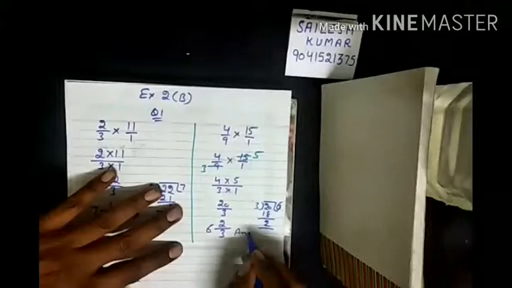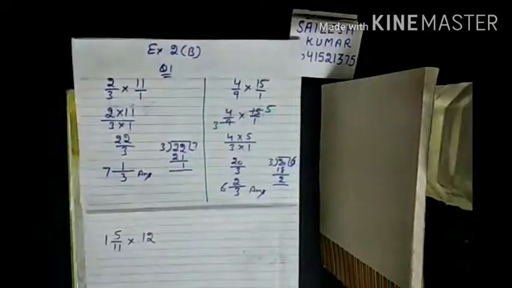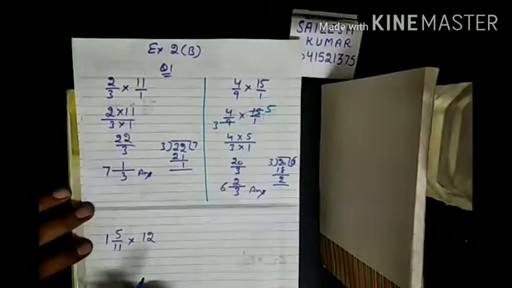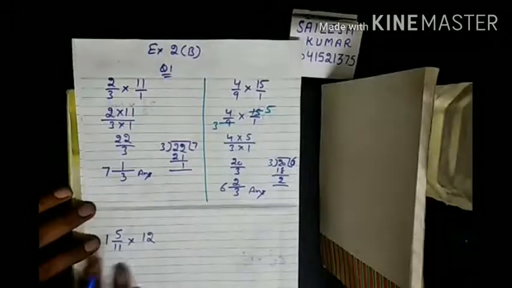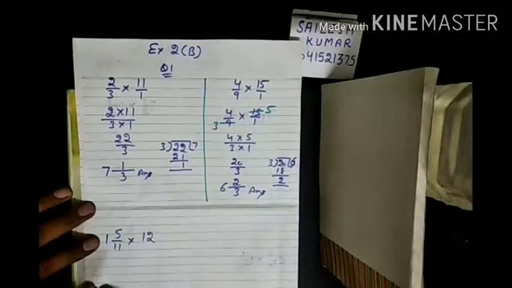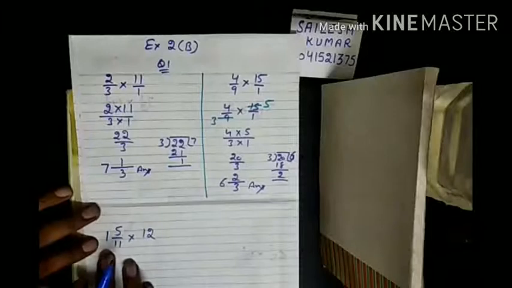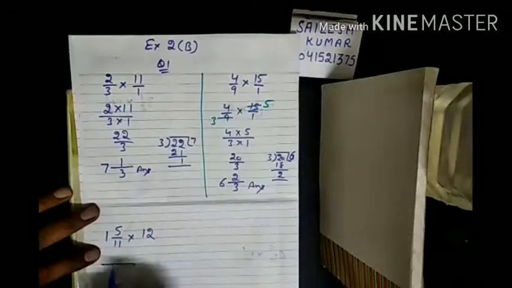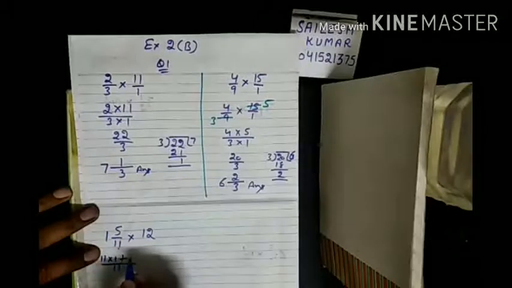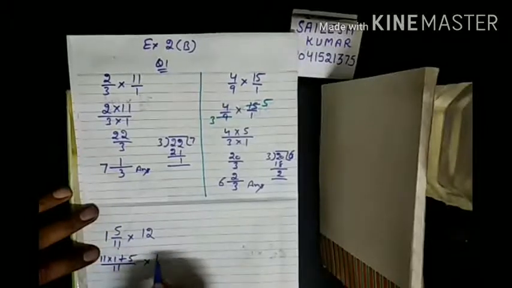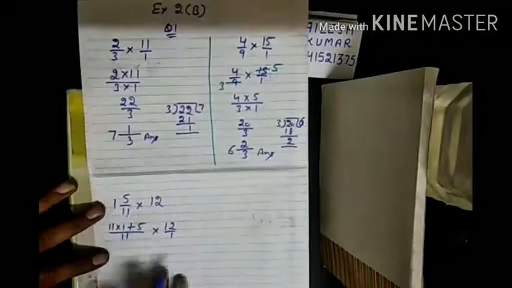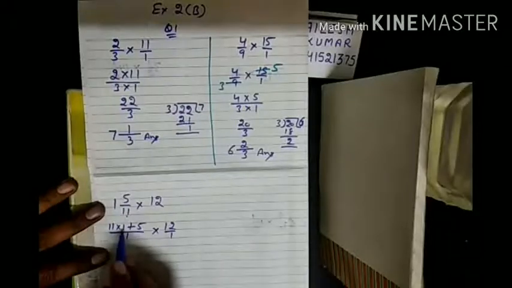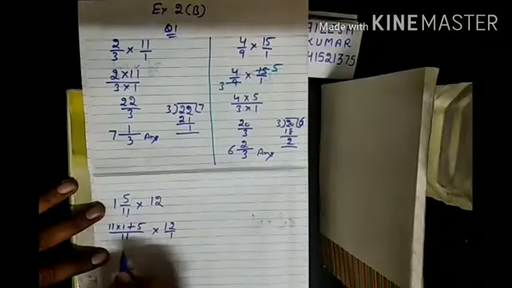And now here, in this question, there is a mixed fraction multiplied with a complete number. So first of all, we will convert this mixed fraction into an improper fraction. So how will we do this? 11 multiply 1 is 11, plus 5, 16.